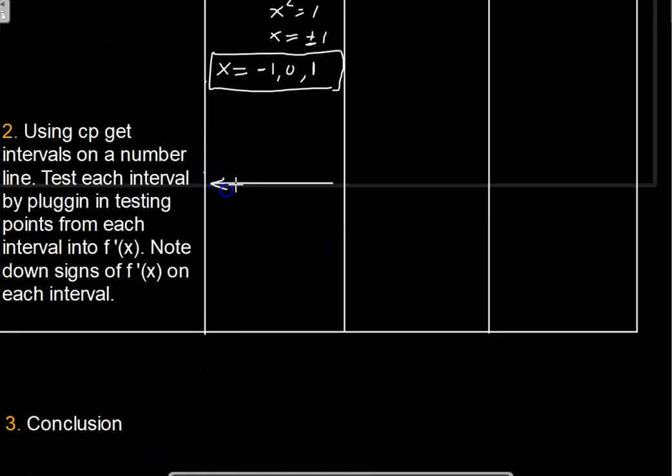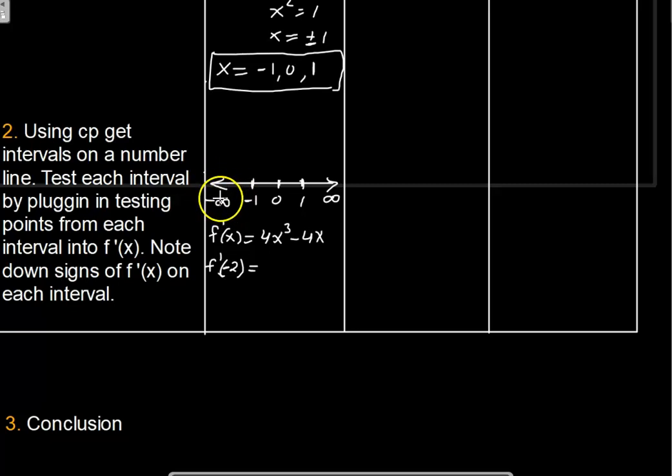Next we draw a number line from negative infinity to infinity, and using the three critical points, -1, 0, 1, we get the intervals. The first interval is negative infinity to -1, the second is from -1 to 0, the next is from 0 to 1, and the last is 1 to infinity. So we have 4 intervals. Now we are going to test each interval one by one.